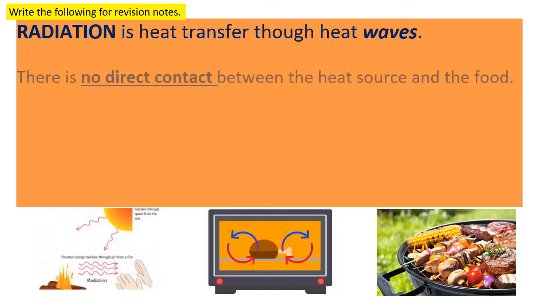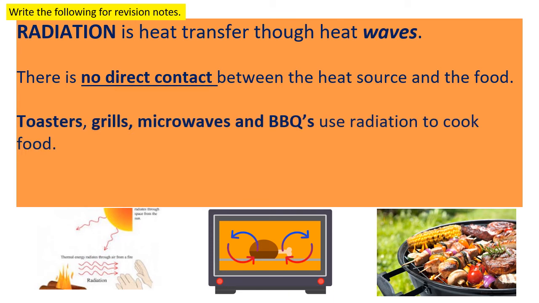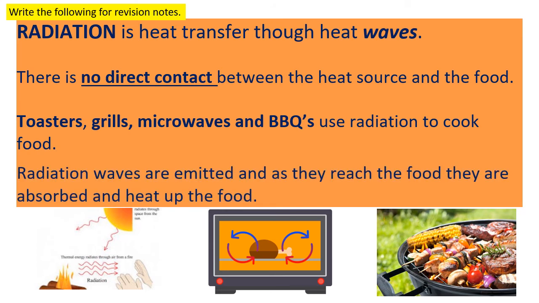Radiation is the heat transfer through heat waves. There is no direct contact when it comes to the food and this heat transfer. So for example, you can use toasters, grills, microwaves and barbecues. That is a source of radiation. So radiation waves are emitted and they reach the food, and then the food is absorbing that heat.